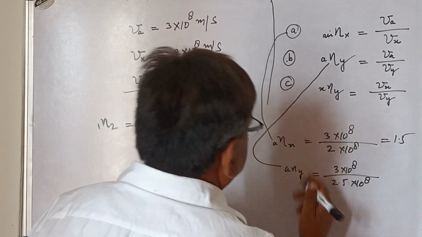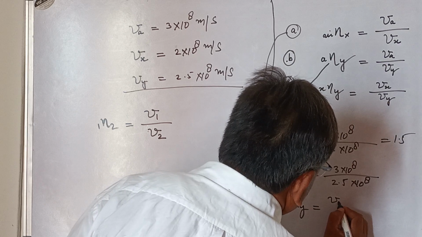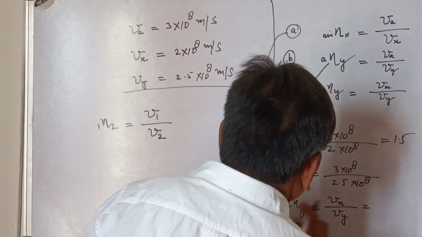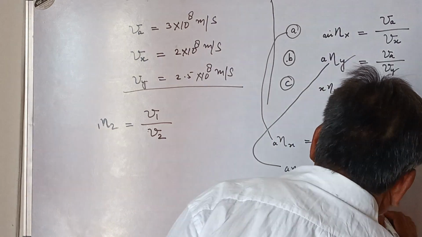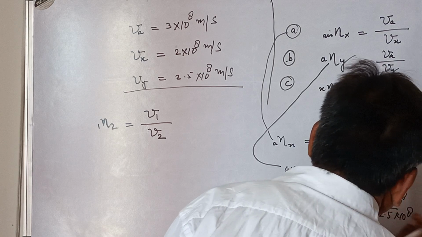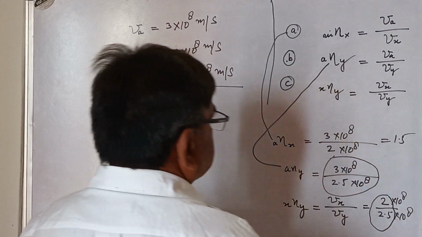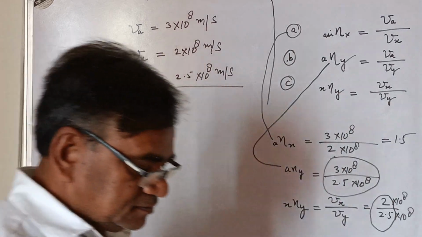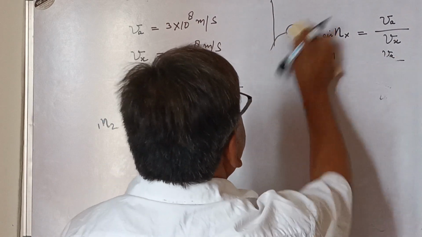In this way, here X and Y: velocity in medium X and velocity in medium Y. Velocity of X, 2 divided by 2.5, the power 8 and the power 8 will cancel. You solve this one, very simple. You will get the answer. This is just mathematics. The concept should be clear, fundamentals should be clear.